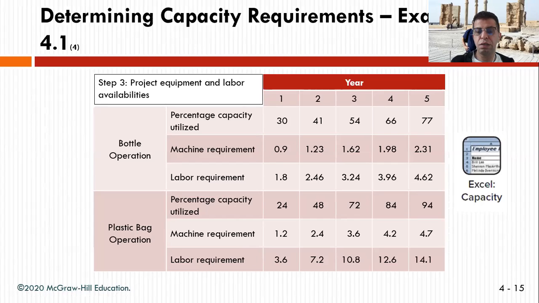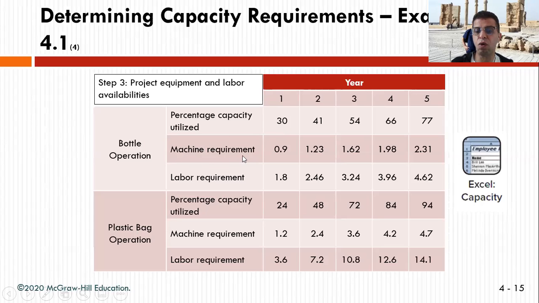Here is, once we know how many bottles and how much plastic we do, and we know how many machines and how many people are needed per machine, we can do this calculation. So now we know the capacity, the percentage of capacity utilized. The machine can probably produce 90, and we do only 30 of them, which is 30%. Percentage of capacity utilized is 30%.